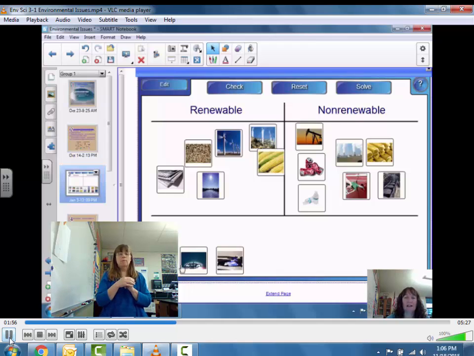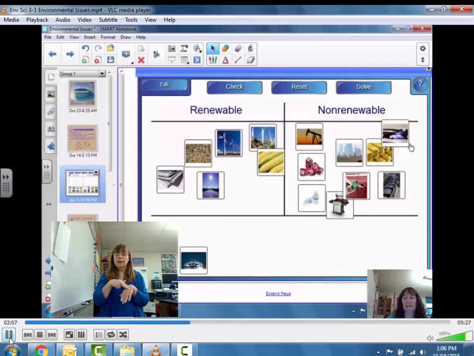And then these three are actually non-renewable. We've got gas grills, like propane. That's a non-renewable source. Natural gas, if you have a gas stove or a gas water heater. And then again, water.